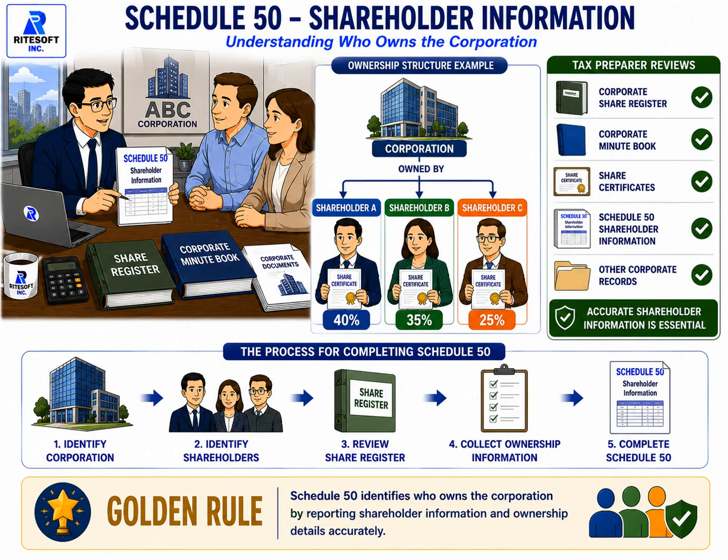The key lesson from this slide is simple. Schedule 50 identifies who owns the corporation by reporting shareholder information and ownership details accurately. Professional tax preparers review the corporation's share register, minute book, share certificates, and other corporate records to verify current ownership before completing Schedule 50 as part of the T2 return.